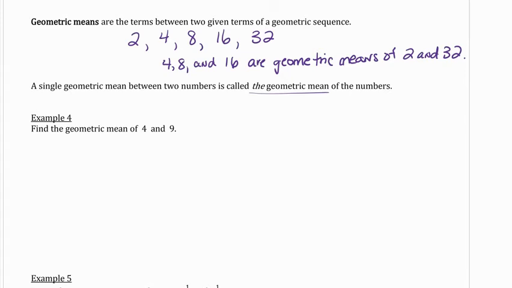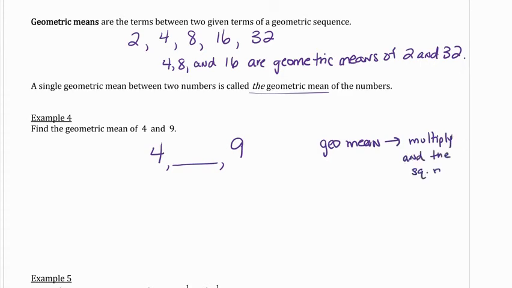To find the geometric mean, again, that means I want to take 4 and look at what number would go there and then 9, right? Now, with a geometric average, it's a little bit different. Instead of adding and then dividing by 2, we're going to multiply and then take the square root. So I'm going to do 4 times 9, and then I get 36, and I'm going to take the square root of that, which will give us 6.